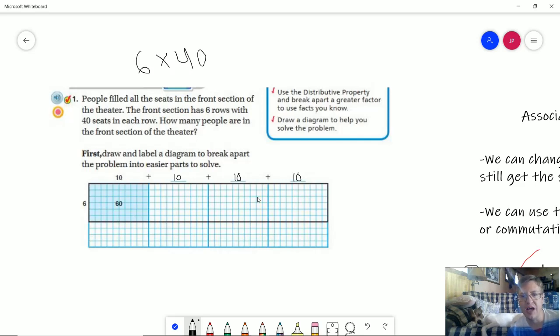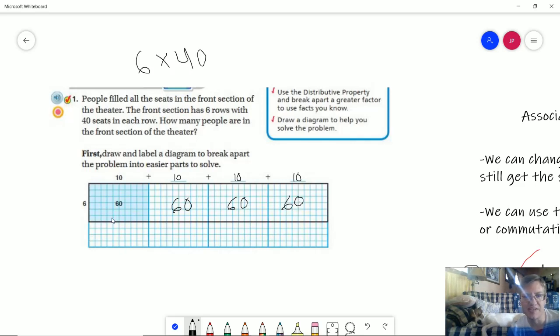And so this model is going to be a diagram to help us along the way. So we're going to do 6 times 10 to get the first group that's already given. 6 times our second group of 10 would also give us 60. Our third group of 10 would give us 60, and our last group of 10 would give us 60.